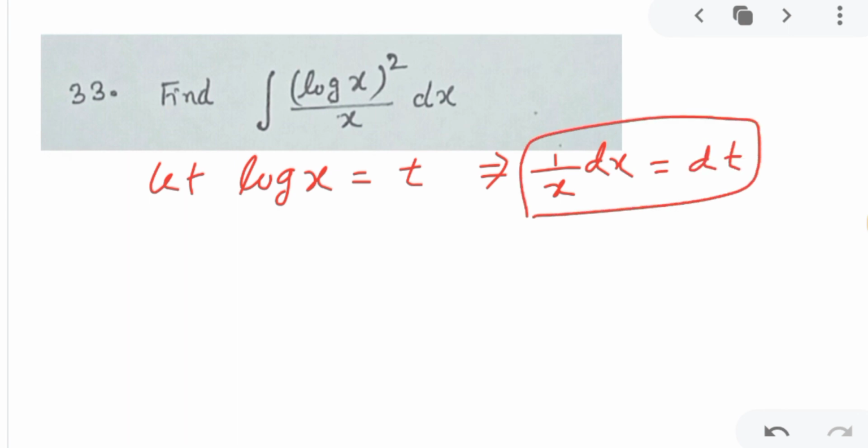And I am expecting that you are following the previous videos, so that this is not tough for you, okay, if you are following each video. If you are not following, then I am putting the playlist link in the description. You can watch all the videos, okay. So log x is equal to t I took, so 1 upon x dx is dt. So you will replace 1 upon x dx as dt, correct?